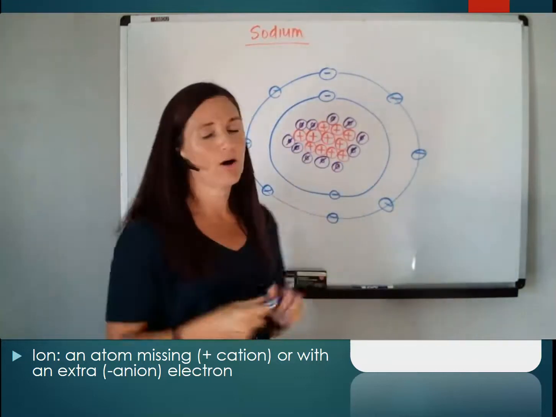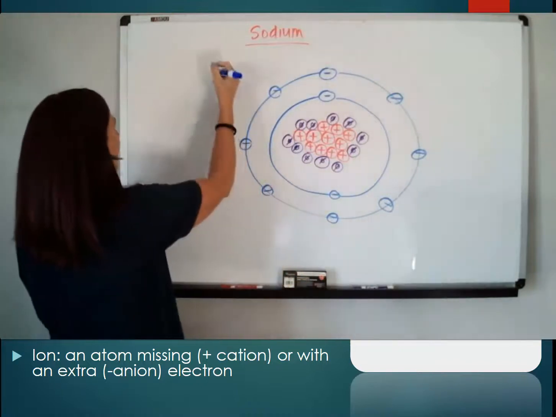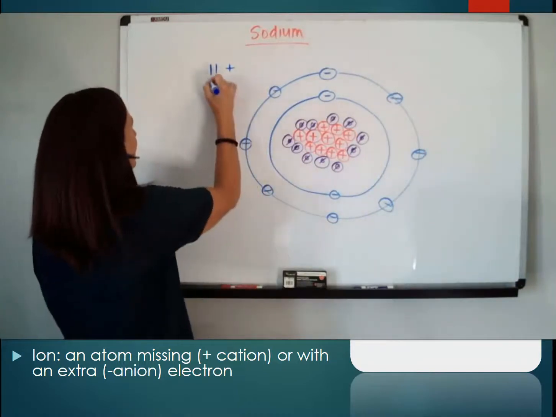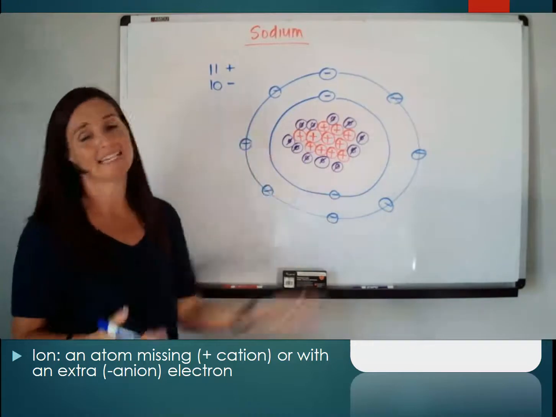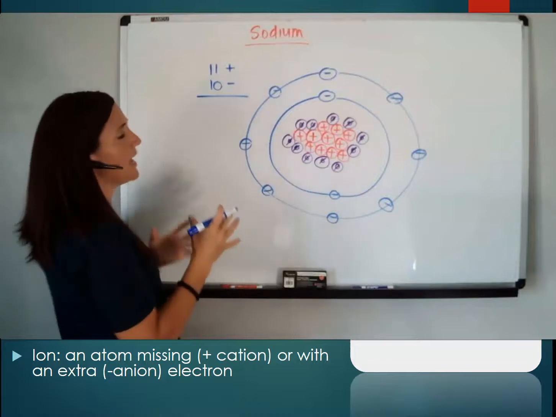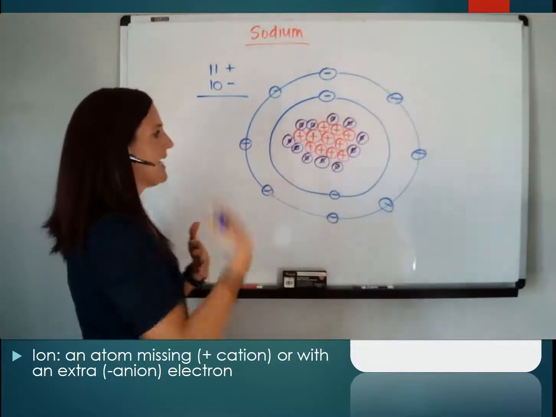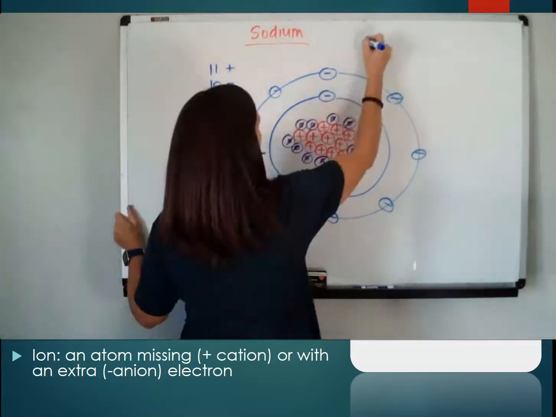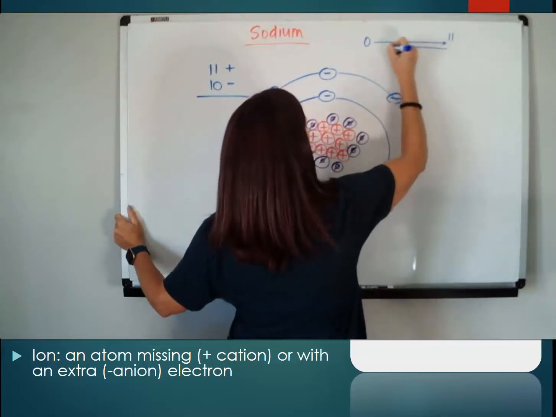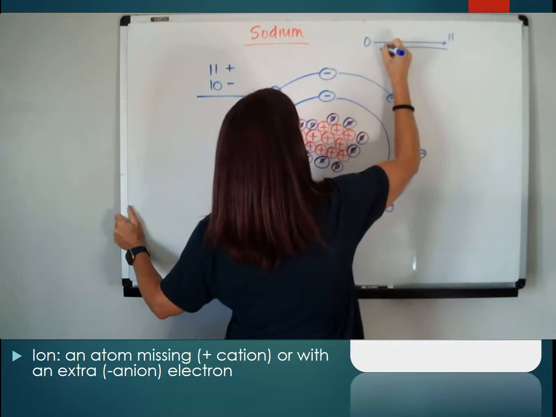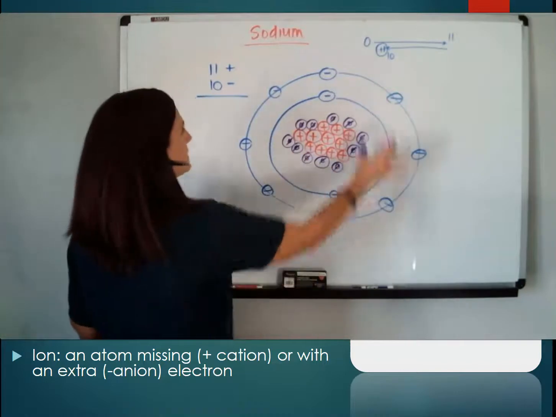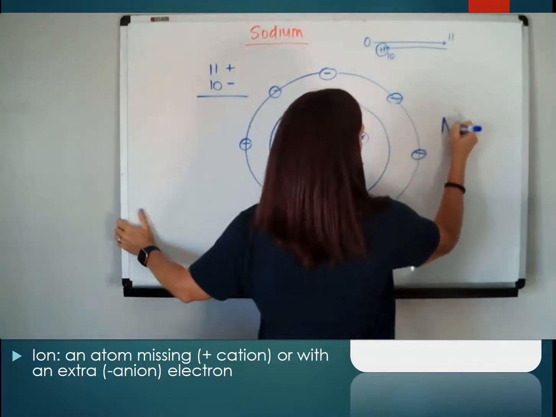But sodium also ends up now with 11 positive charges and only 10 negative charges because it gave away one of its negative charges. And so altogether, if it has 11 positives and 10 negatives, if you picture that on a number line, if we are at 0 and we go forward 11 and then we go back 10, it ends up at positive 1. Okay, its charge ends up as positive 1. So this element has now formed the ion Na+.